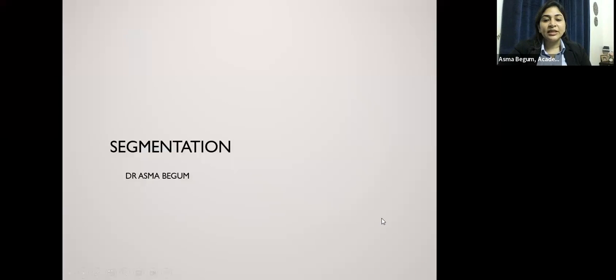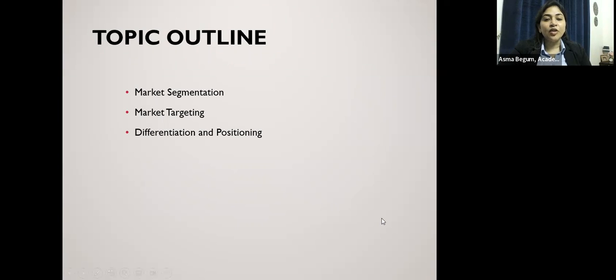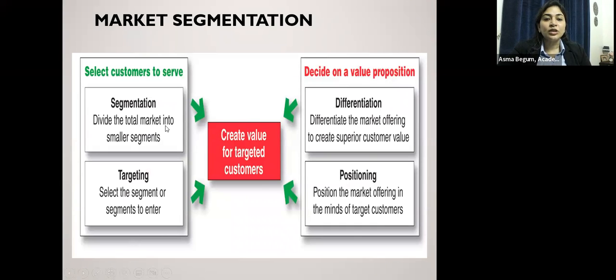So segmentation is basically dividing your total population into small segments based on similar characteristics. So today's lesson is focused on market segmentation. Market segmentation divides the total market into smaller segments. This further helps the organization to decide which segment they will target and what kind of different products they will offer for those segments depending on their income, age, gender, etc. And then they will be able to position themselves in the market.